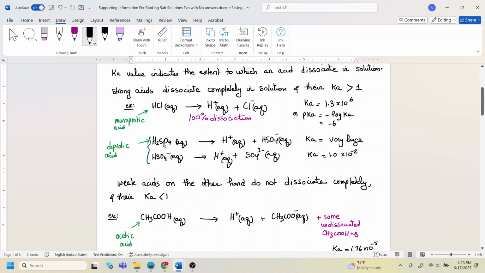So if I want to compare the acidity between HCl and H2SO4, I would say HCl is a stronger acid. Reason why? Because HCl undergoes 100% dissociation, loses one hydrogen. On the other hand, H2SO4 is another strong acid, but it is not as strong as HCl because H2SO4 has two hydrogens to lose. It loses the first hydrogen by 100% dissociation. So the first step of the dissociation is 100%. This is reflected by the Ka value. The second step is going to be a weaker acid, and it's reflected by its lower Ka value there.